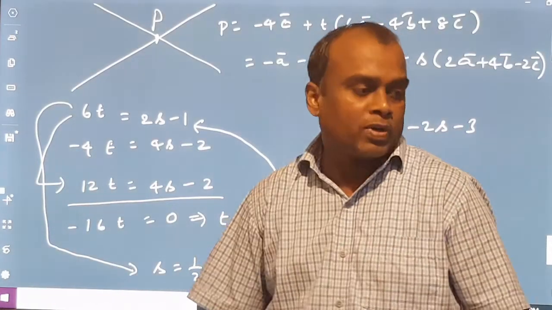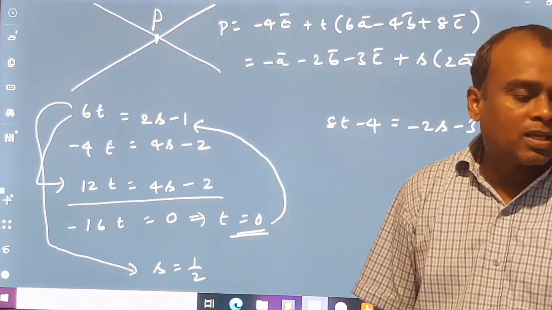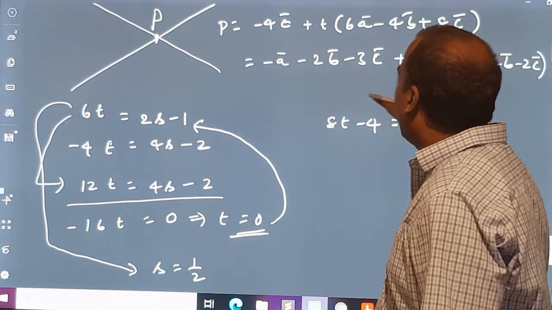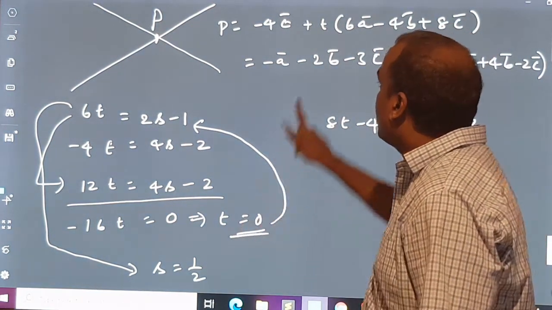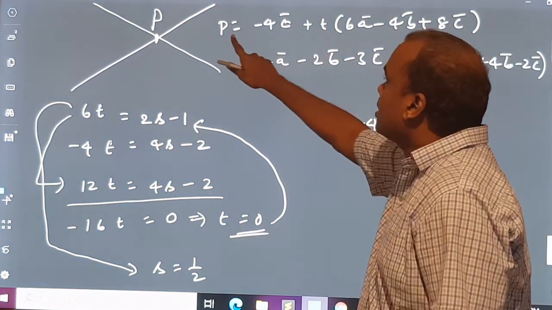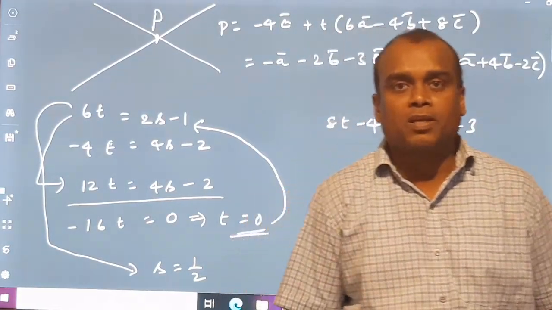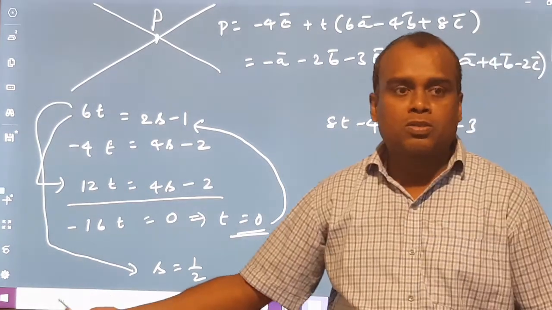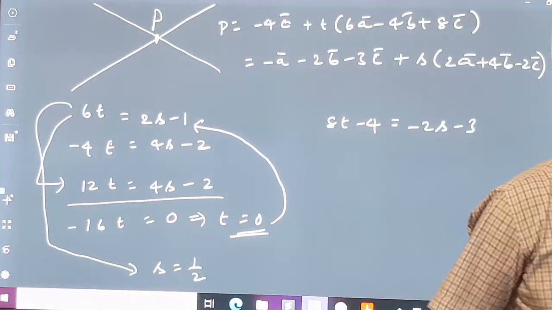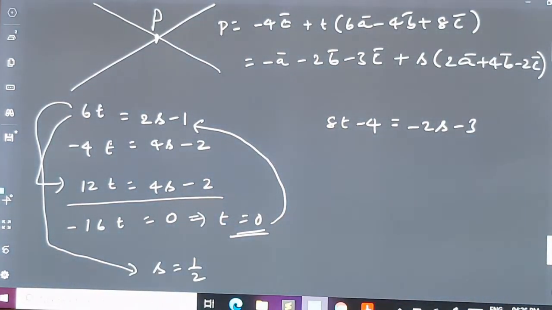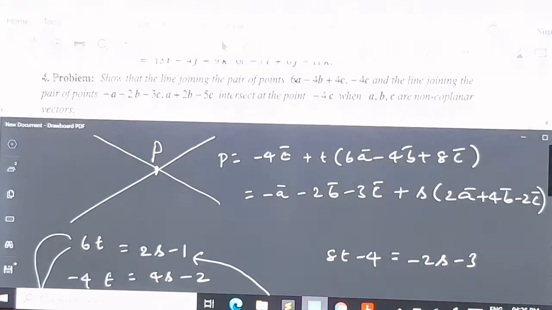Now for the point of intersection, we put either t value here or s value here. It is easy. Put t equal to 0 here, you can see that the point of intersection is minus 4c bar, as expected. I hope you understood. I leave the problem there. Let's move on to the next problem.